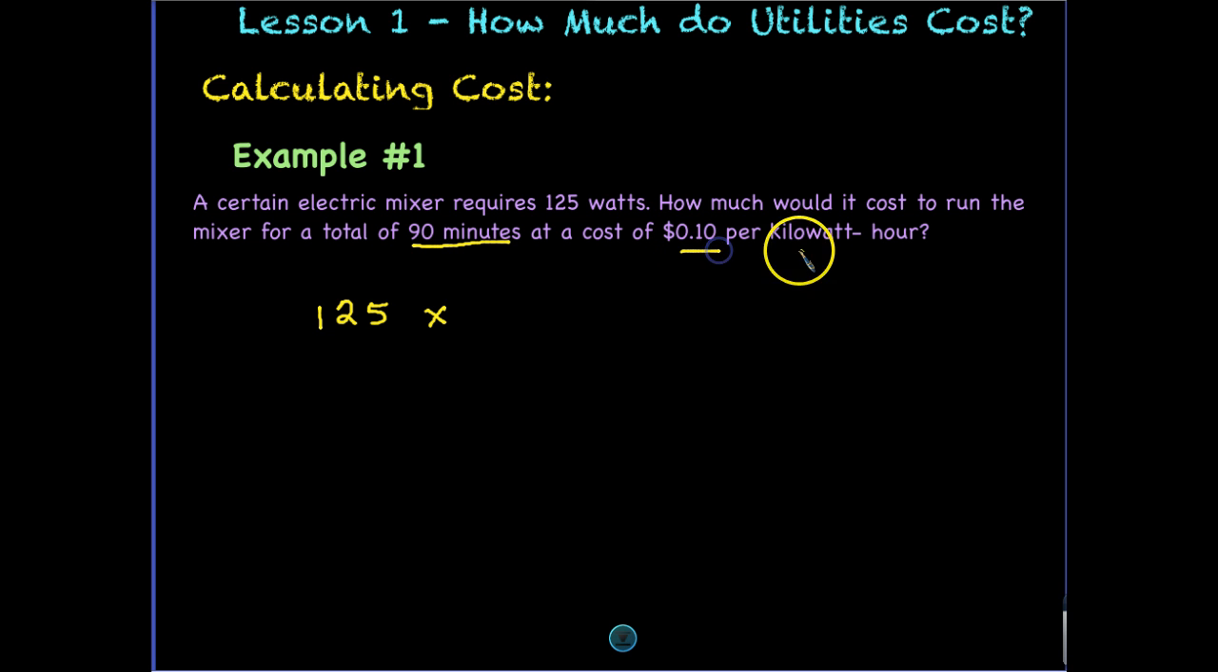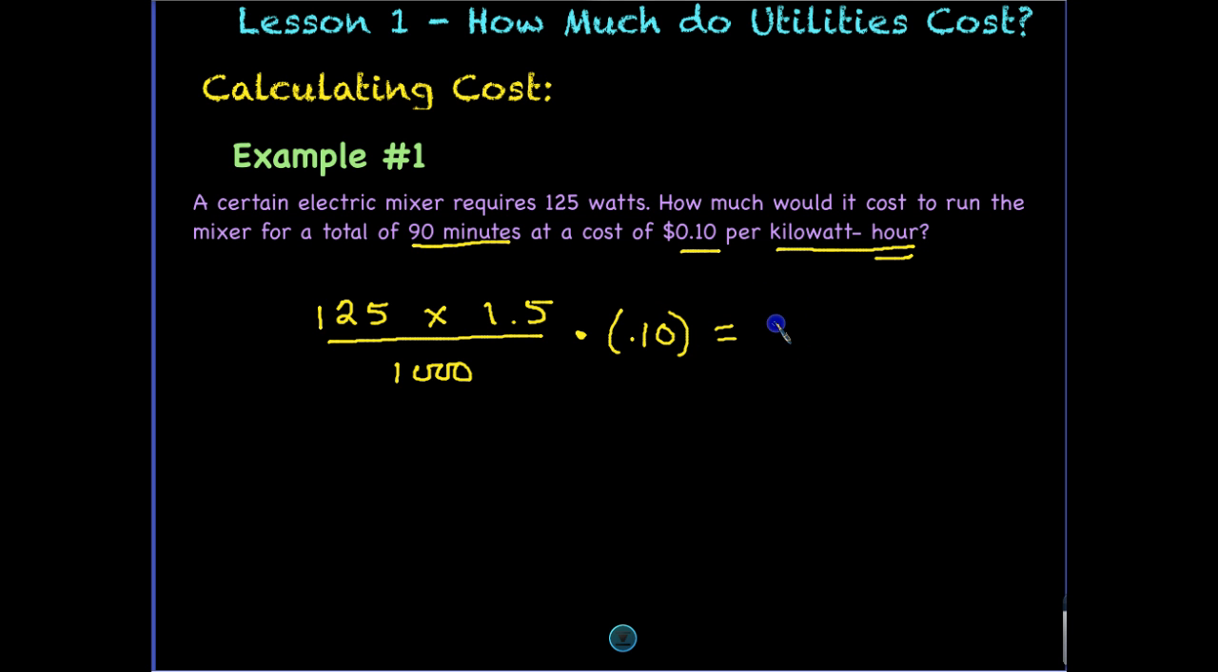We are charged 10 cents per kilowatt hour, so we need it to be in hours. 90 minutes is 1.5 hours. So we can multiply however long we used it times the wattage, but then we need it to be in kilowatts. So we always need to divide by 1,000 to be in kilowatts. And then whatever our answer is, if we multiply that by 10 cents, that will get us our cost, what we have to pay.